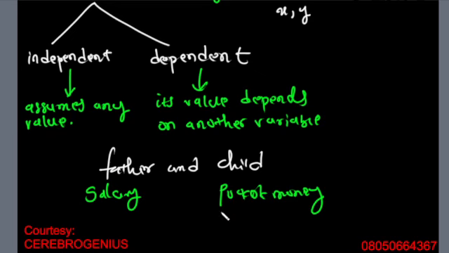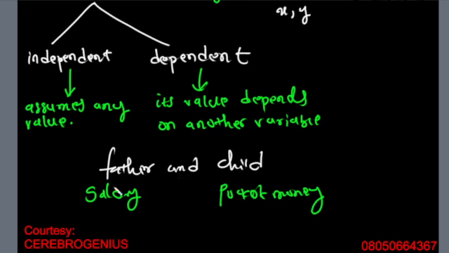So if the child is collecting a very small pocket money, it must have meant that his father is collecting a small salary. And if the child is collecting a huge amount of money, it must have been that the father is collecting a large salary. So whatever pocket money the child is going to collect will depend on the salary, but the salary of the father does not depend on the pocket money of the child.